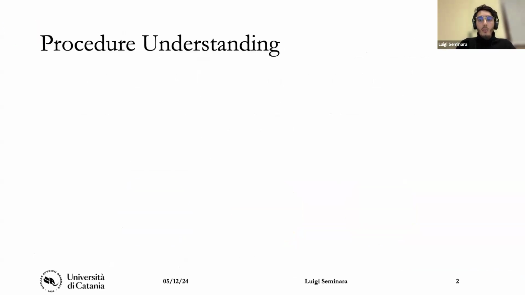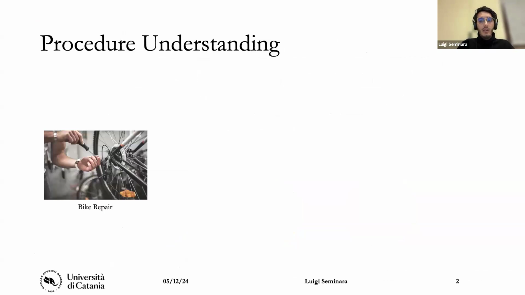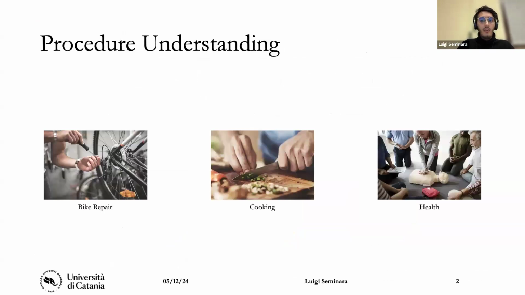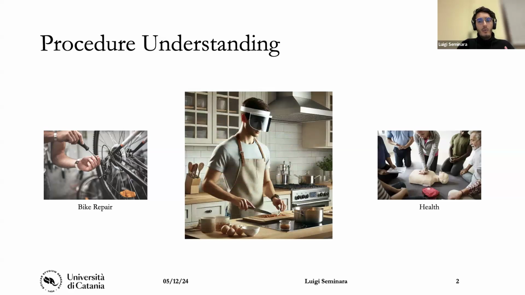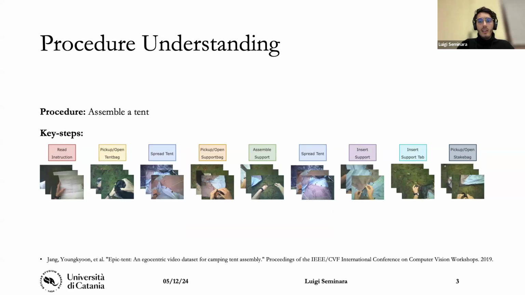We worked with procedures, and examples of procedures are bike repair, cooking, and health. Understanding the logical structure of a procedure is important because if we use a wearable device, it could help us find mistakes or suggest the next steps. A procedure refers to a scenario like assembling a tent, while the key steps are all possible actions inside the considered scenario, such as read instructions, pretend, assemble support, etc.